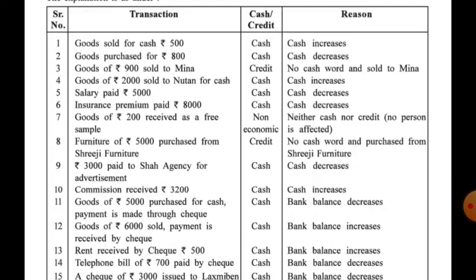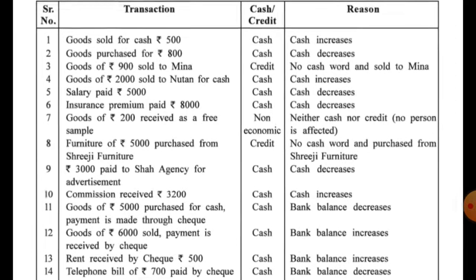Okay, fourth one, goods of rupees 2000 sold to Nutan for cash. Over here clearly the word cash has been mentioned, so it is a cash transaction, and goods are sold, so cash will come, that's why the cash balance increases.